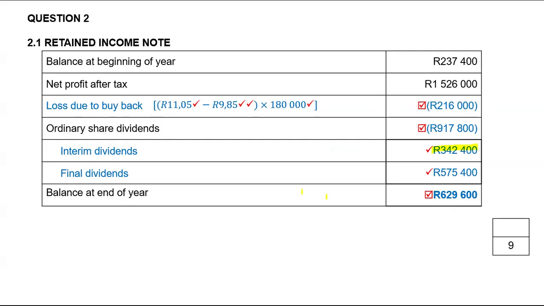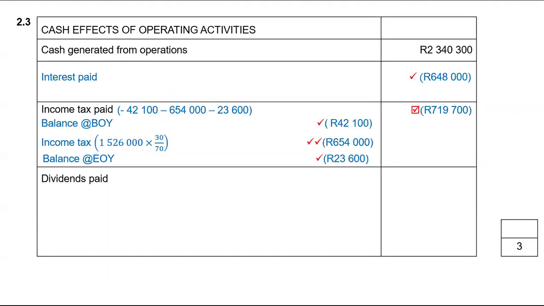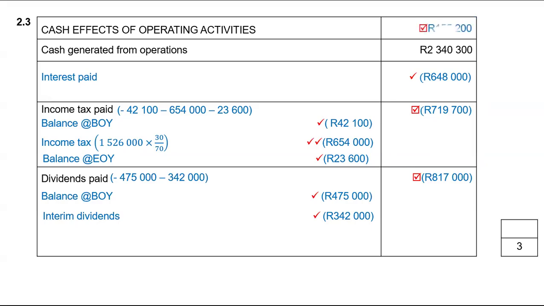Or you can use that long table, which is similar to your interest paid. But here, basically, you have two options. So what you were owing in terms of final dividends for last year, which is 475,000, you'll put it in brackets. So I'll give you that alternative, but I didn't use that alternative in here. I just said my dividends paid is just your interim for this year plus last year's final, and it gave me my dividends paid. And then you can use that to calculate your operating activities. So it was 2,340,300 minus 648,000 minus 719,700 minus 817,000.